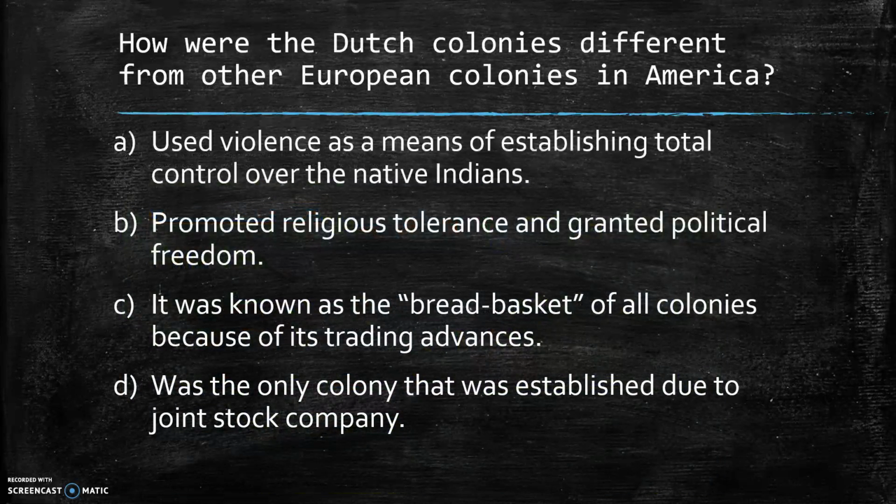How were the Dutch colonies different from other European colonies in America? Pause the video and try to answer the question on your own. Okay, the answer is B: they were religiously tolerant and accepting of other people. They allowed other people to live in their areas. Basically, they established peaceful relationships with Native Americans, with other colonists, and later on with African Americans. That's why they were different.